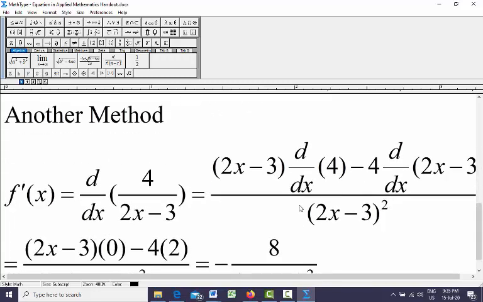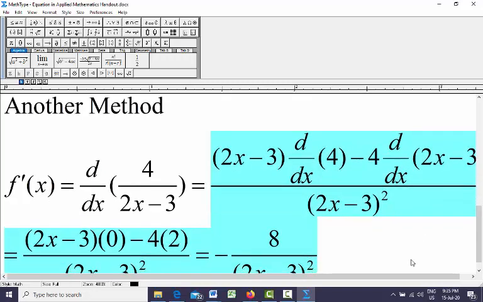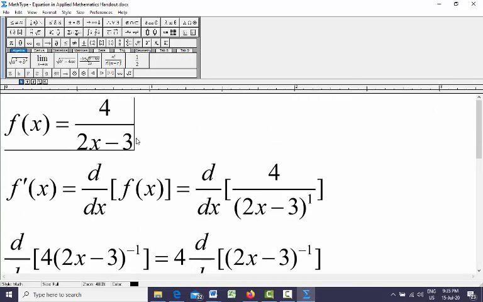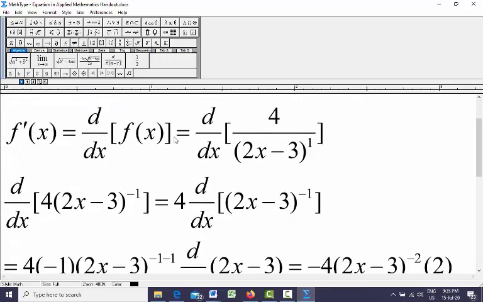Now the same problem can be solved using a new formula, the division rule. We can solve the same problem using the rule of division of differentiation. There is a division rule for differentiation. So now we will apply that rule. Another method: the same problem, 4 divided by 2x minus 3, we will solve in a new method.